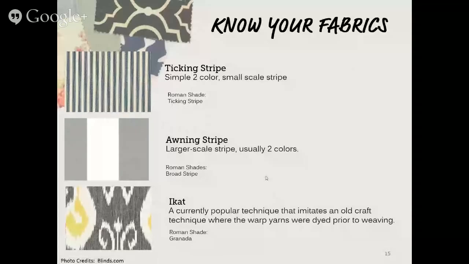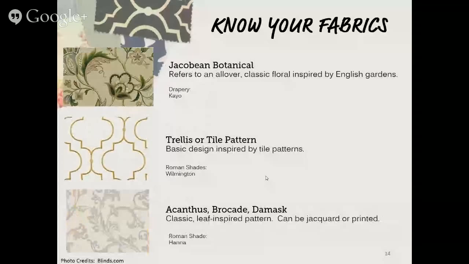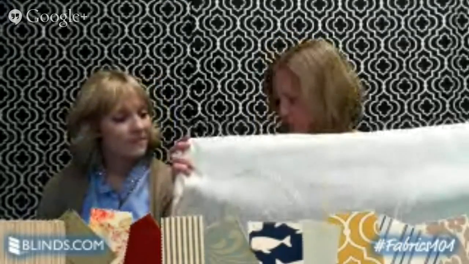All right, thank you. Next we have acanthus, brocade, or damask. This is a classic leaf-inspired pattern. It can be a jacquard or a printed design, and in this case, this is actually embroidered on the surface. So we have some products where the design is embellished after the fabric is created. That's beautiful. And so we can start with anything we want and then add the design on top. That's great.